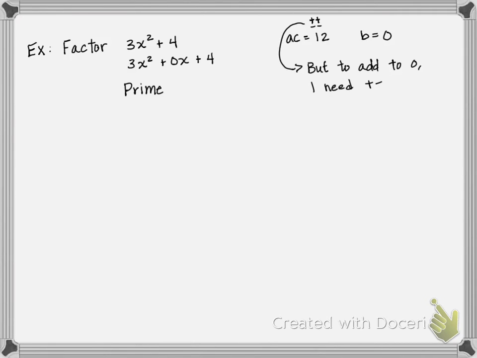So the upshot of that, the cool thing about binomials, is that only a very specific type of binomial factors. The first thing we just learned is that in order for a binomial to factor, AC must be negative.